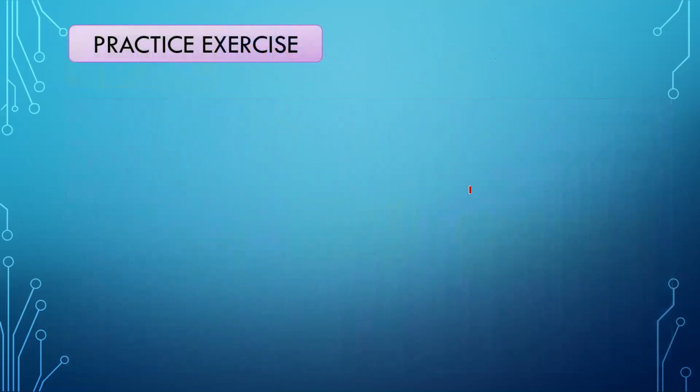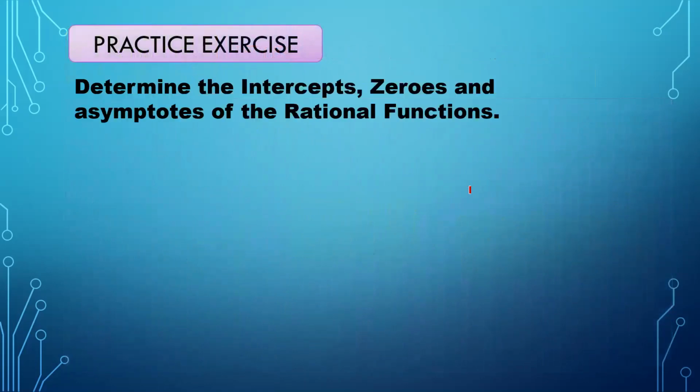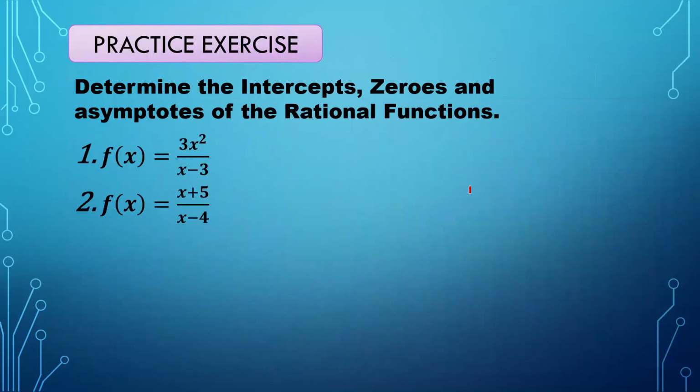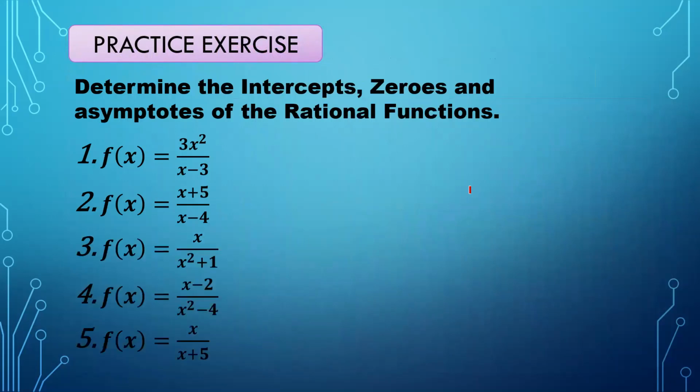For your practice, for your exercise, you can practice the following functions. Determine the intercept, zeros, and asymptotes of the rational function. Not only asymptotes, which are the vertical and horizontal asymptotes. You can practice number 1, number 2, number 3, number 4, and number 5.